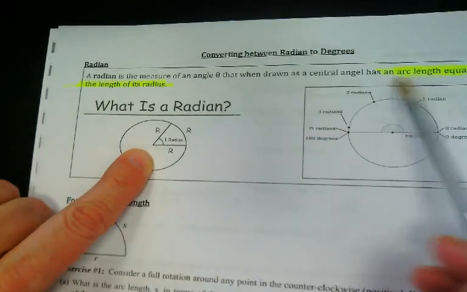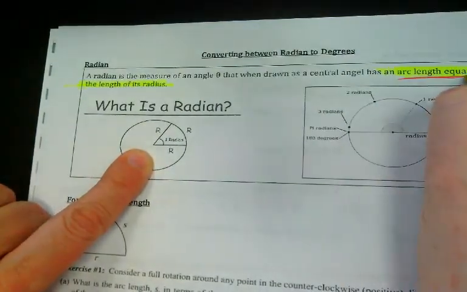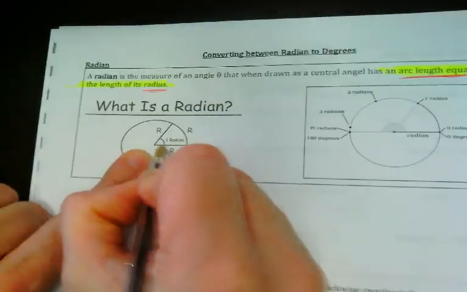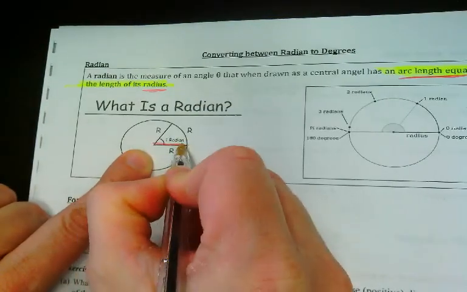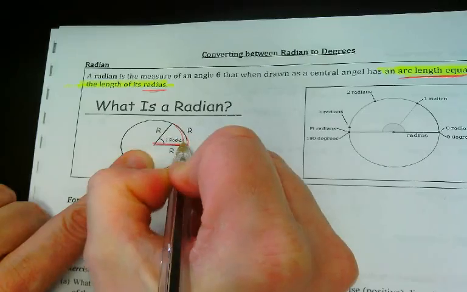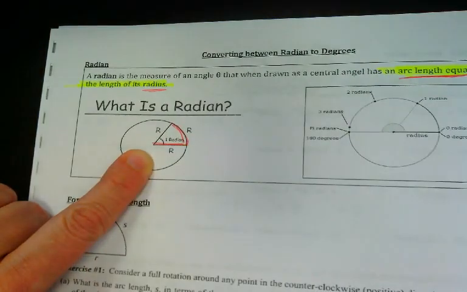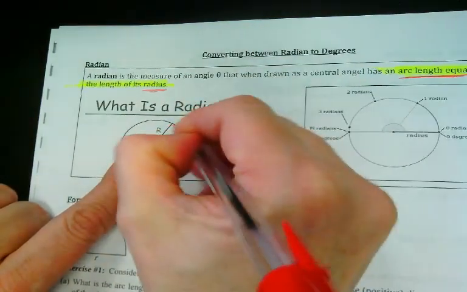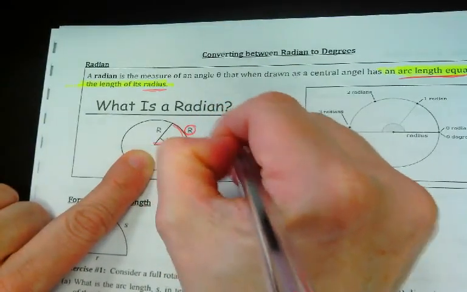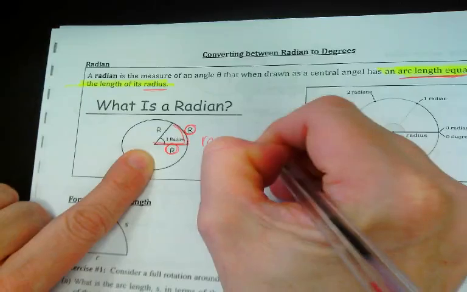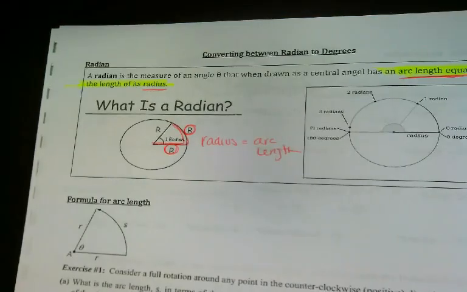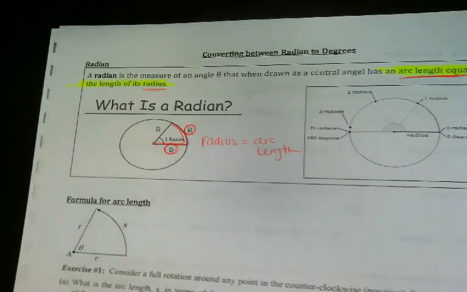And it's saying the arc length, the length of the arc, is equal to the radius. So let's say this radius had a distance of 6, then this arc should have a distance of 6. They are equal to each other. That is the whole point. This radius is equal to the arc length. Radius equals arc length. That is the definition of what a radian is. When the radius equals the arc length, the central angle is called a radian.